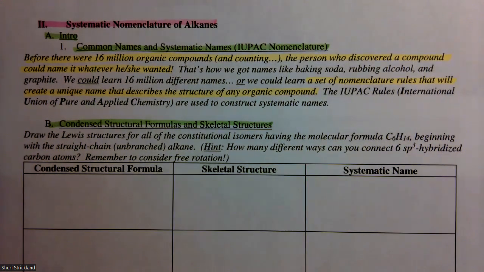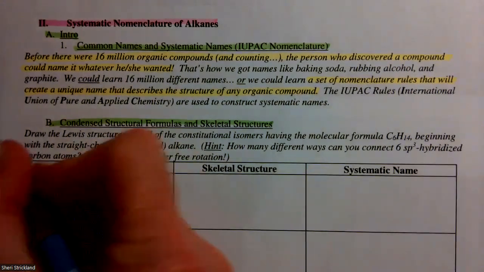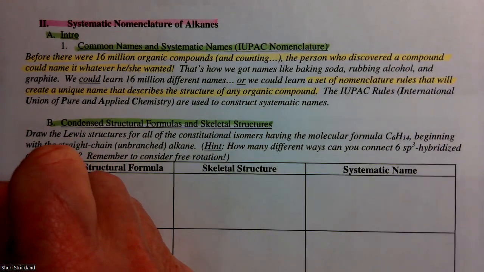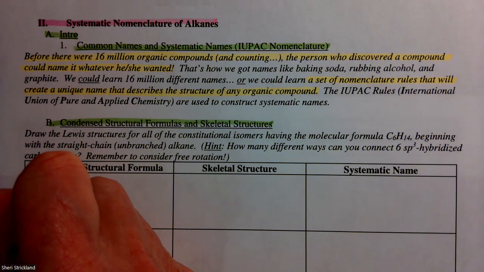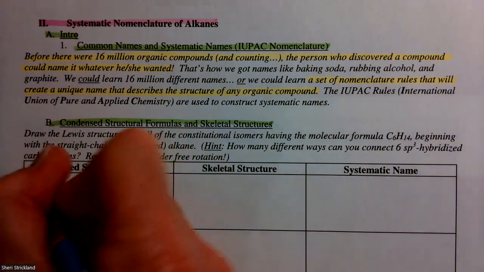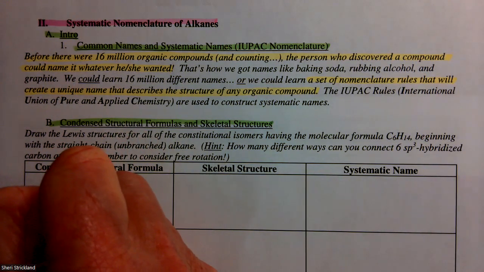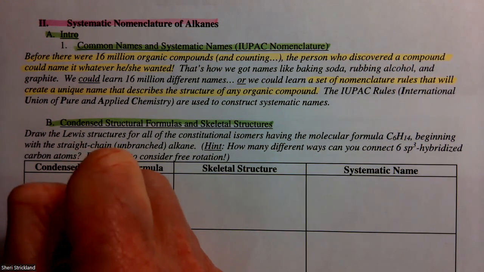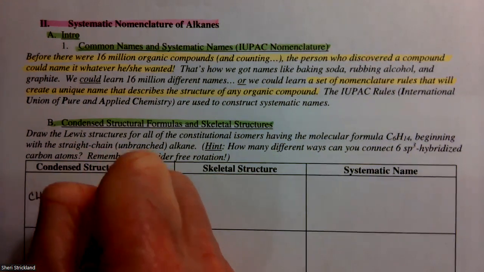So we're going to draw the Lewis structures for all of the constitutional isomers having the molecular formula C6H14, beginning with the straight chain, that is unbranched alkane. Okay, so we're going to do this one at a time. And instead of doing Lewis structures, I think we will do condensed structural formulas.